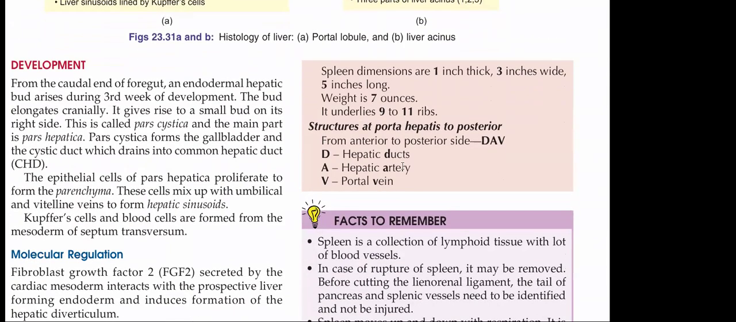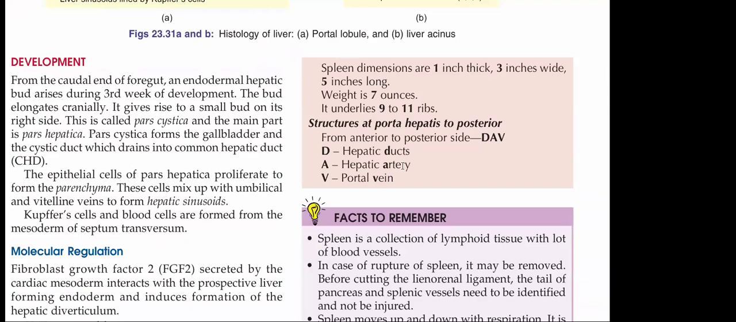Development from the caudal end of the foregut, an endodermal hepatic bud arises during the third week of development. The bud elongates cranially. It gives rise to a small bud on its right side. This is called pars cystica, and the main part is pars hepatica. Pars cystica forms the gallbladder and the cystic duct, which drains into the common hepatic duct.